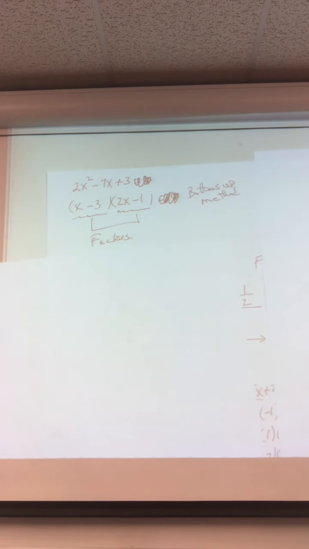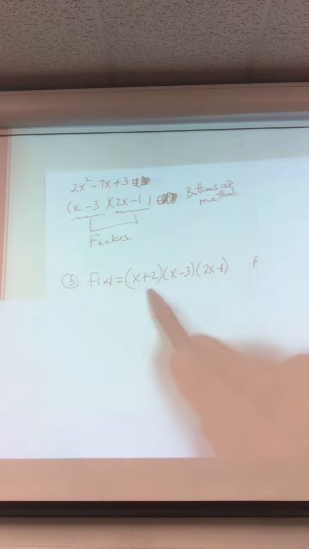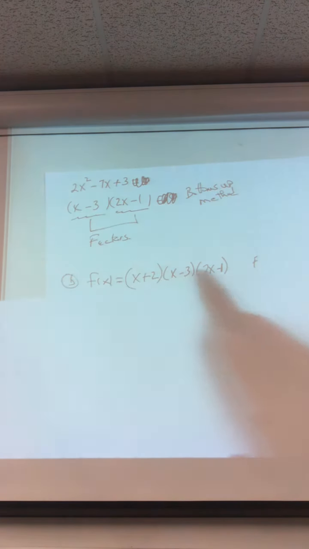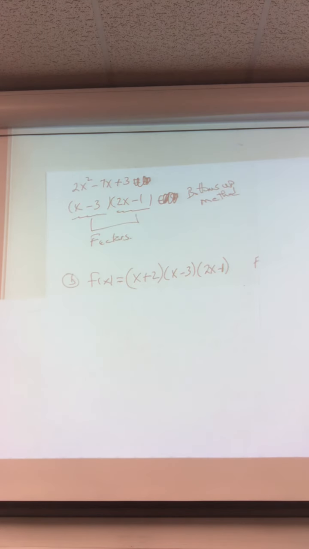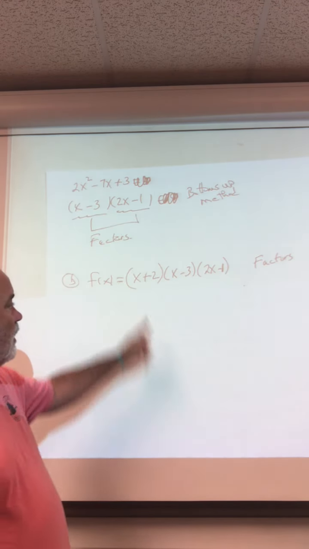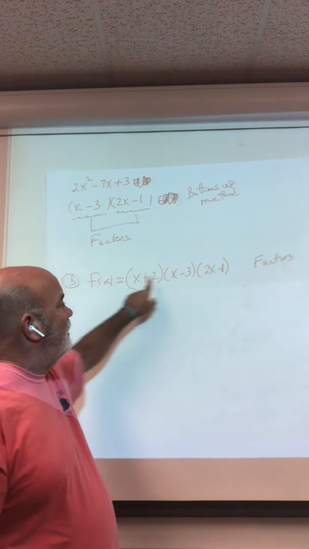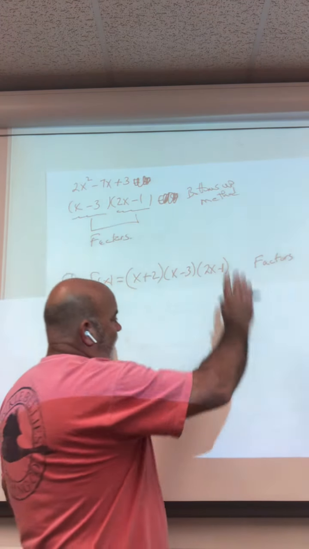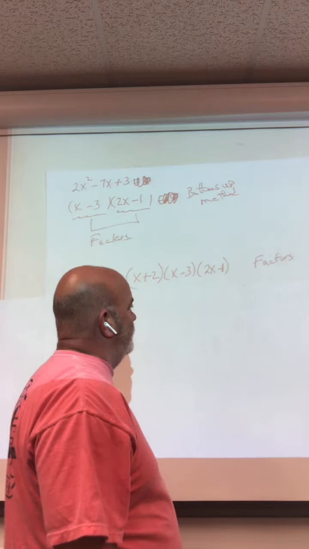So now you have x plus 2 is one of the factors, x minus 3 is one of the factors, and 2x minus 1 is one of the factors. It is now in factored form. So now this problem looks exactly like the one we did just a while ago. All right, it's a 3rd degree. It's positive. So the left arm's going to be down, the right arm's going to be up.